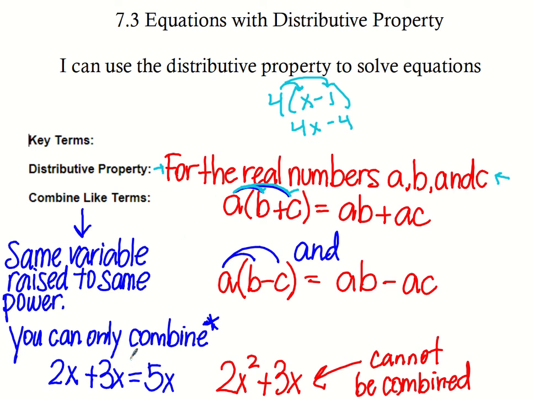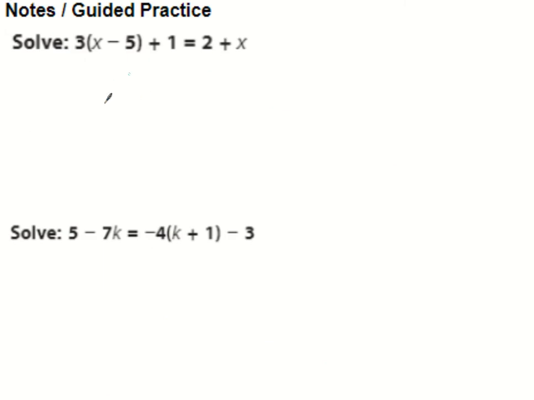Combining like terms is when we combine the same variable raised to the same power. So I can combine 2x and 3x to make 5x, but I cannot combine 2x squared and 3x to make 5x or 5x squared because they have to have the same power. Okay, so now let's look at some examples of some problems.